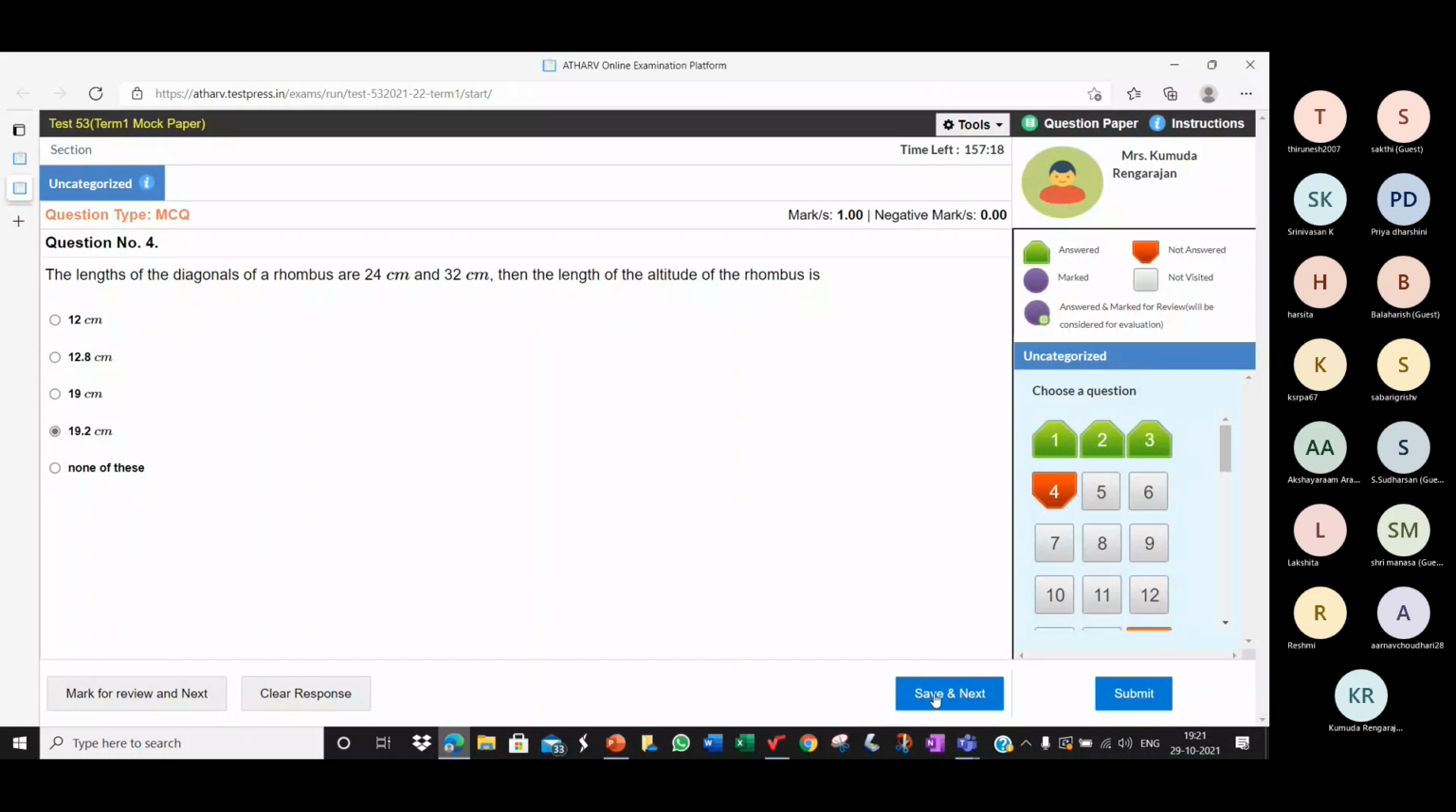Ma'am, can we not take the diagonal as the base, ma'am? No, that's not the base. I'll show you. The diagonal is not taken as the base. The base is the side of the rhombus, and the height, the altitude, is the distance between the parallel sides. Okay, ma'am.